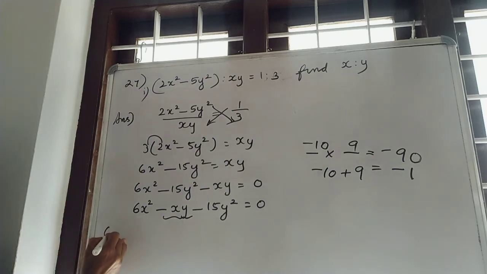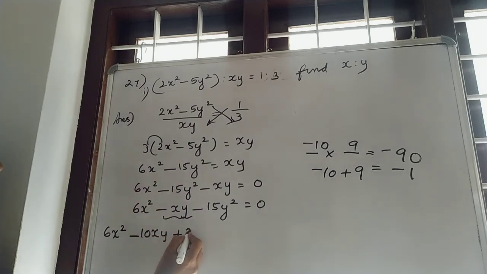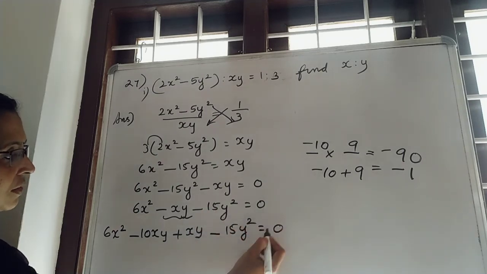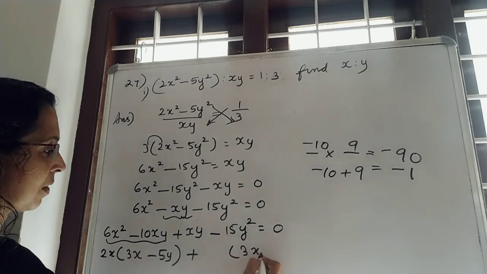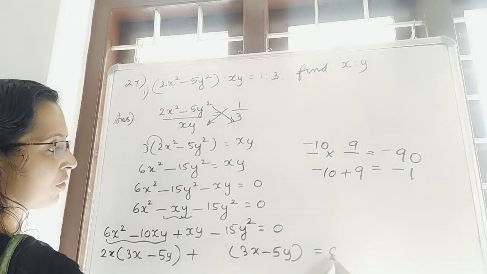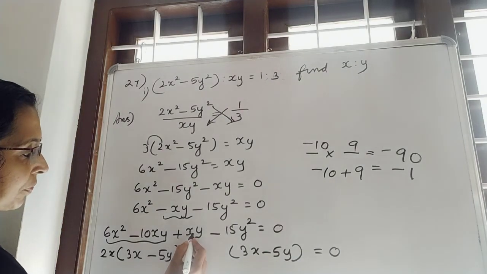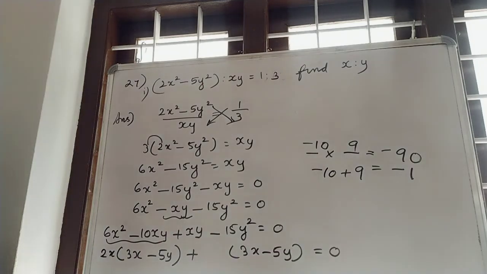We can split 6x² − xy, meaning 1xy, and write it as 6x² − 10xy + 9xy − 15y² = 0. Taking common, which one is common here? 2x is common. So remaining 3x − 5y, no? (3x − 5y) plus the same thing, we can take (3x − 5y) within brackets, equal to 0.